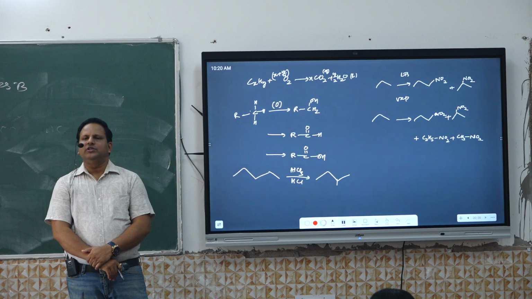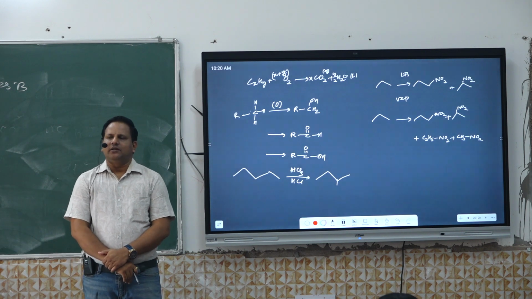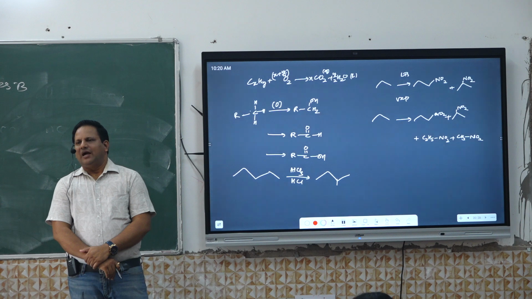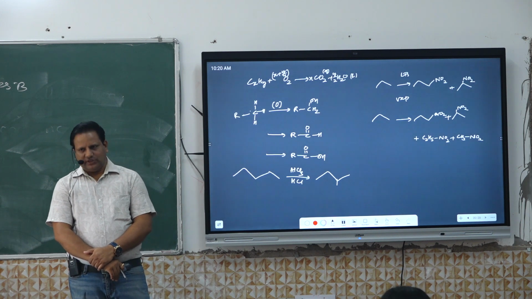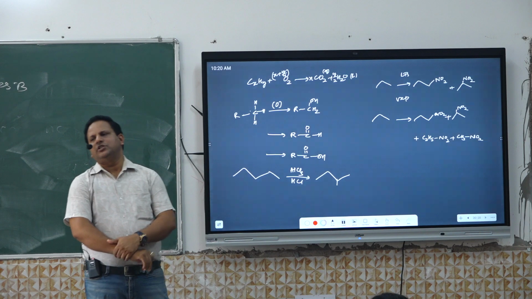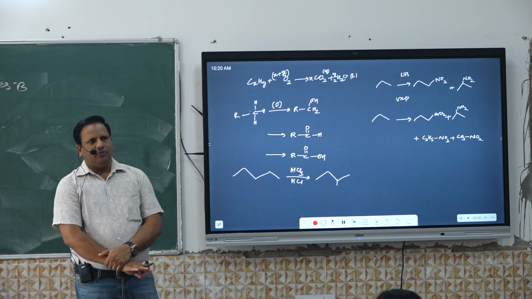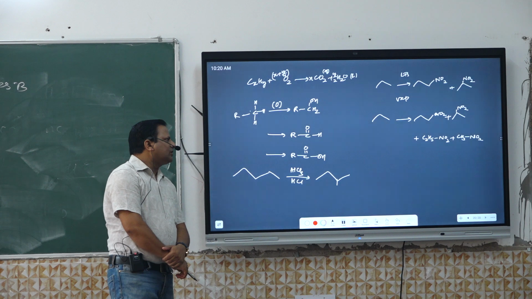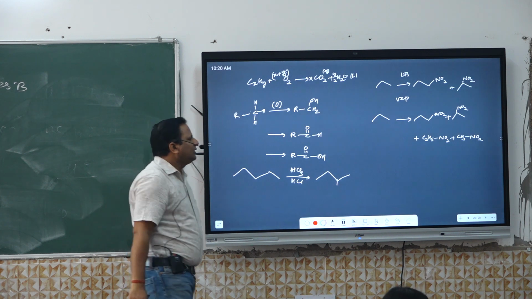Nitration, then sulfonation. Alkane with concentrated H2SO4 will give alkyl sulfonic acid. That will give alkyl sulfonic acid. Simple reaction, you see, SO3H comes in place of hydrogen. I hope up to this clear. Okay. So the major reaction that we are going to discuss, that is halogenation reaction.